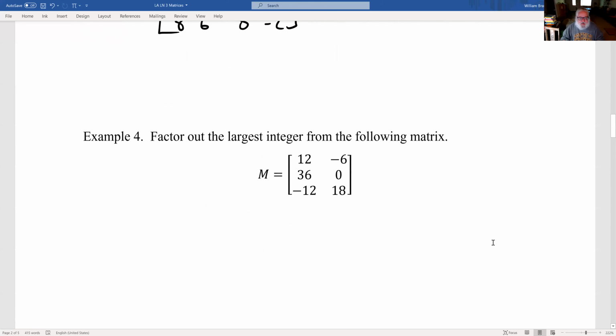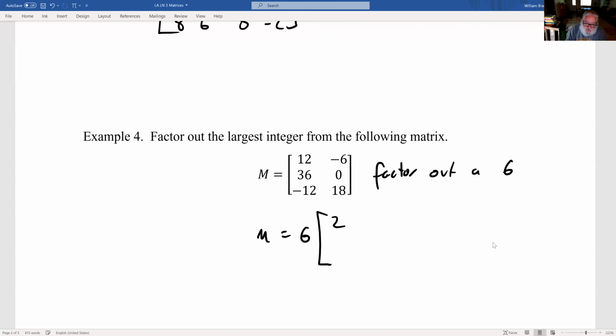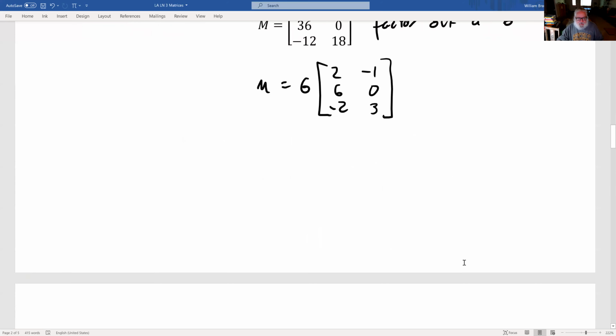And likewise, you can always factor out an integer, or any number, but you have to be able to factor it out from each element. So what can I factor out of here? I can factor 6 out of that. So M is going to be equal to 6 times 2, minus 1, 6, 0, minus 2, 3. Right? So we just factor 6 out of that, and we can put it out front. So factoring numbers in and out, you just have to remember that it has to happen to each and every element of the matrix.